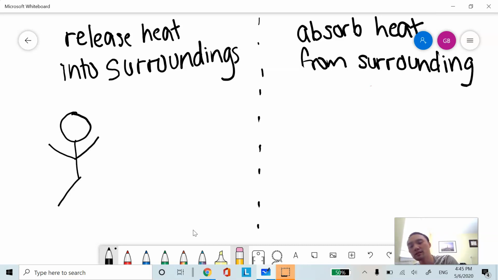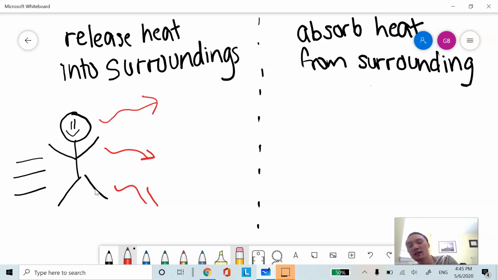Let's say that a person was running super fast. After running super fast for a long period of time, if the person decides to stop, that person will obviously be exuding or giving off a lot of heat. So I'm going to draw some arrows that are going outwards from this person. Basically, this person is releasing heat into his or her respective surroundings. That's basically what that means.